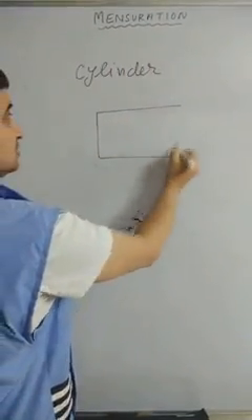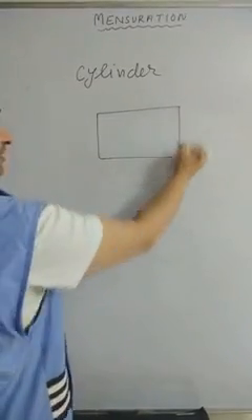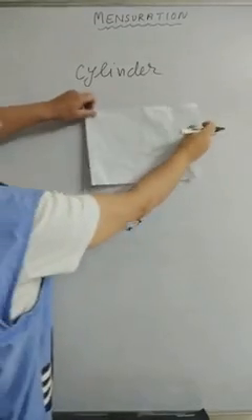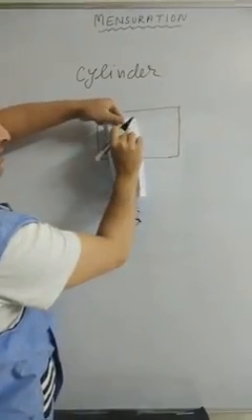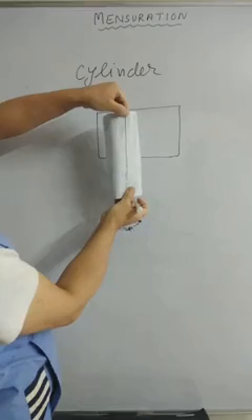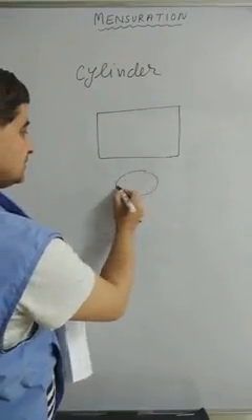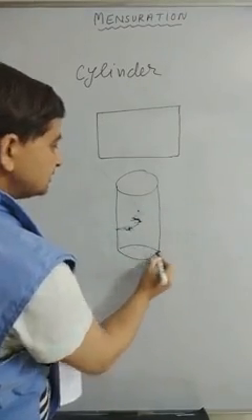Suppose this is a rectangular sheet. These are the edges of this rectangular sheet. If you join these two edges like this, you will get a figure somewhat like this. This figure we call a cylinder.